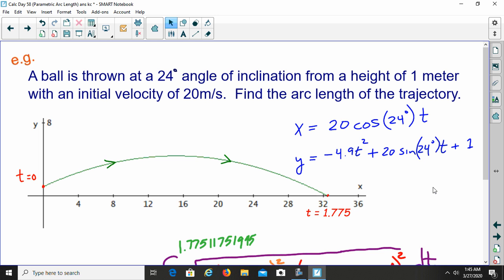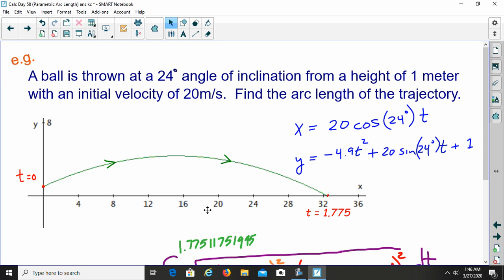So for our final example, let's consider a trajectory problem. Say we had a ball that was thrown at a 24-degree angle of inclination from a height of 1 meter with an initial velocity of 20 meters per second. Find the arc length of the trajectory.